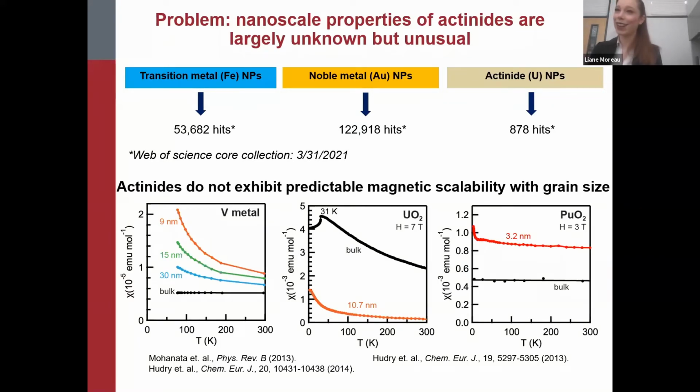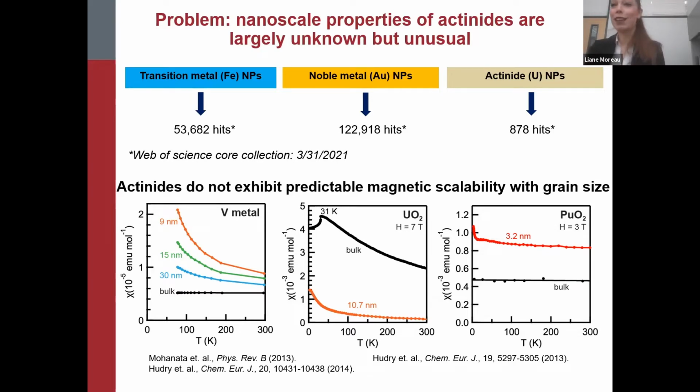In particular, we do see from the few studies that have been done that a lot of what we observe, as in other places on the periodic table, is different for nanoscale particles and doesn't follow predictable trends, even going across the actinide regime. For example, if we take a transition metal such as vanadium and look at magnetic susceptibility, we can see trends that change in a way that is systematic and predictable.